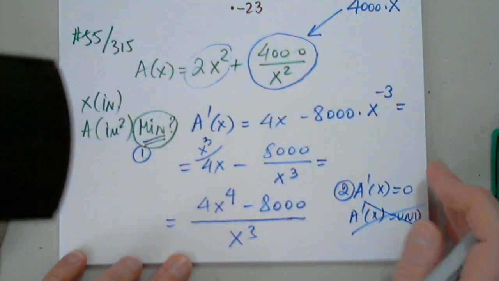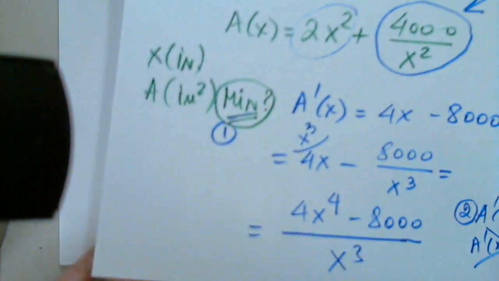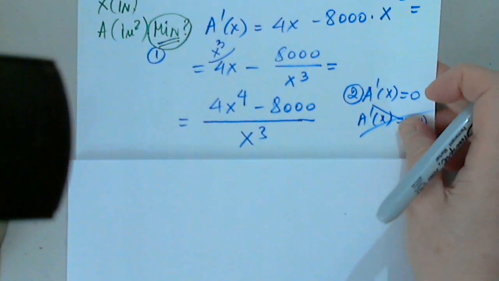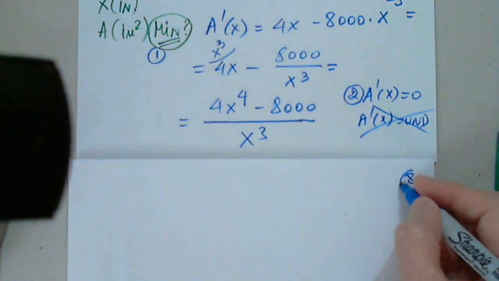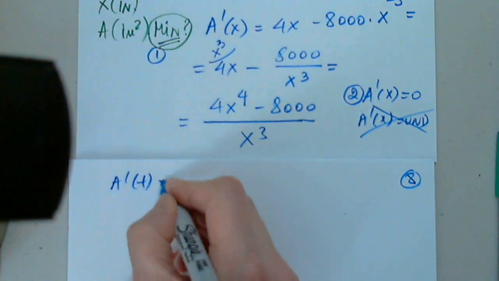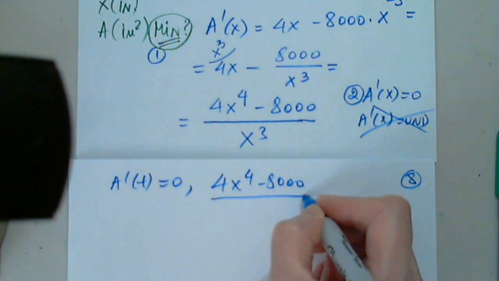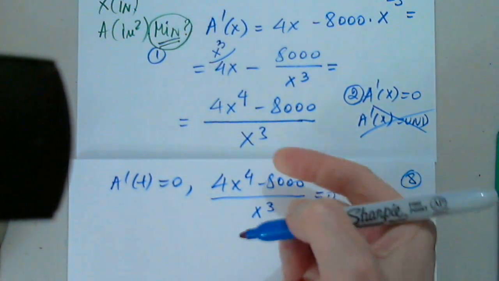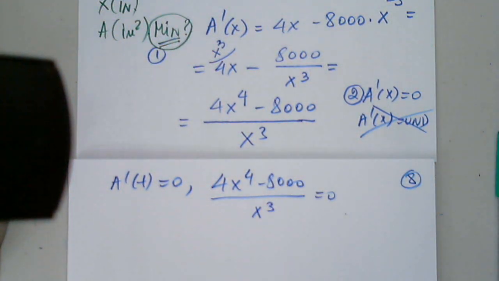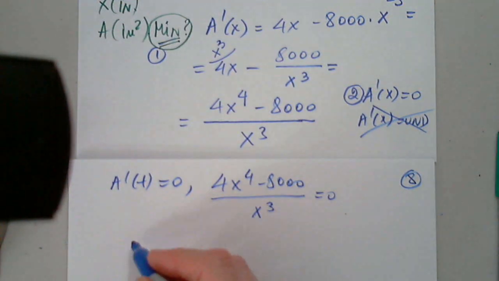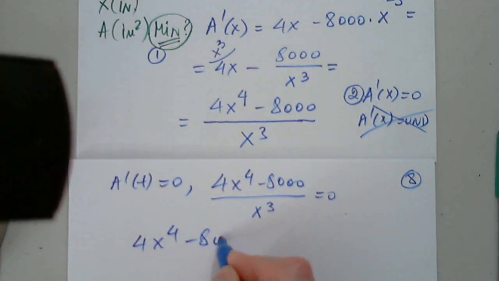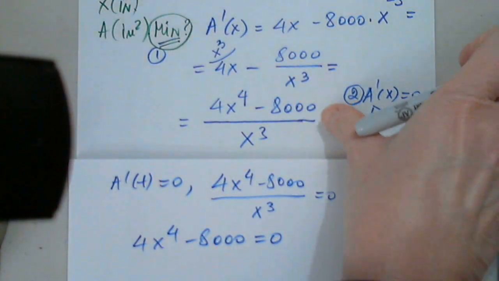So when is a fraction 0 again? Because I set this equal to 0. So A prime of x is 0 means 4x to the fourth minus 8,000 over x to the third equals 0. Again, when is a fraction 0? When the top is 0. Awesome. When 4x to the fourth minus 8,000 is 0. Awesome. Good.